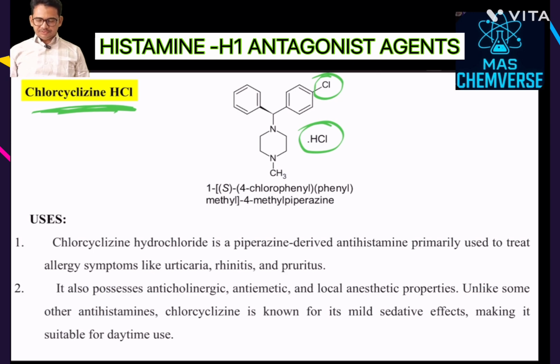Then the uses are the same. It is useful in urticaria, itching, various types of pruritus and various types of rhinitis, and as with cyclizine, which we discussed before this drug, it is going to prevent vomiting and nausea. That's why it is also in the same category, because the only difference is the chloro group. Okay, that's why it also has antihistaminic properties.